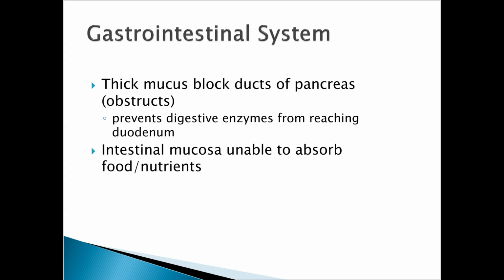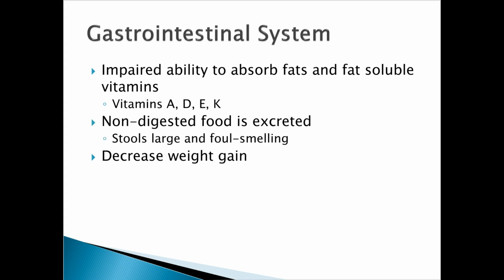In the GI system, that thick mucus is the same, and it blocks the ducts of the pancreas. And so, like I said, the pancreas isn't going to produce those digestive enzymes, and they don't reach the duodenum where they need to be. And so the intestinal mucosa is unable to absorb food and nutrients. They have an impaired ability as well to absorb fats and fat-soluble vitamins such as A, D, E, and K. And that non-digested food is excreted, and so their stools tend to be large and foul-smelling.